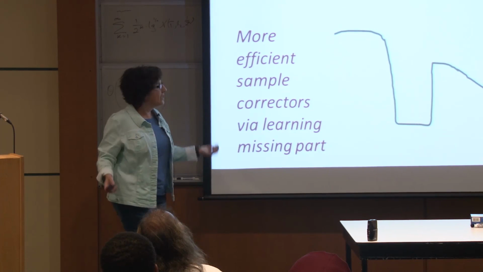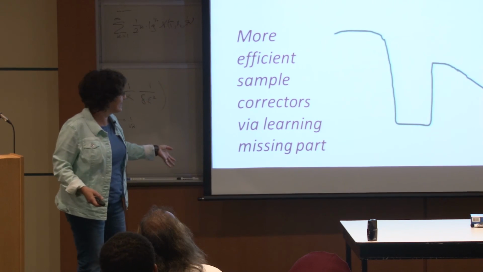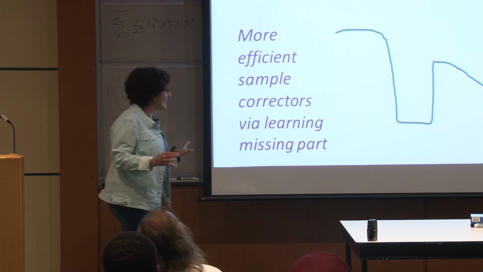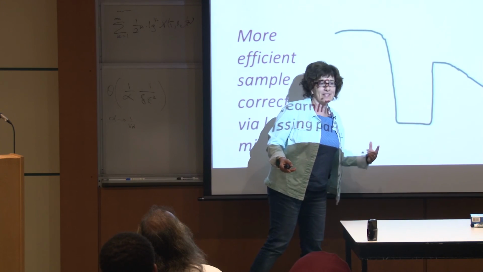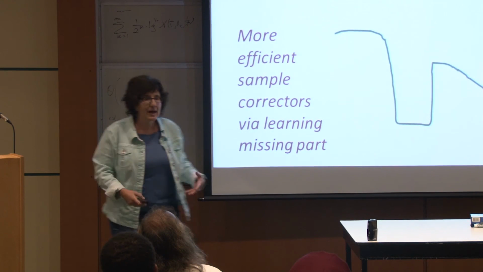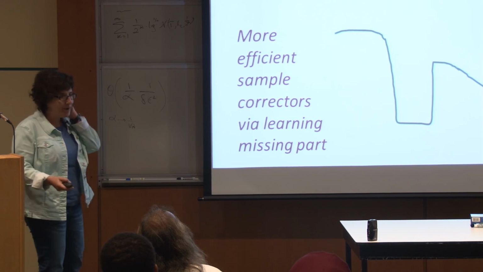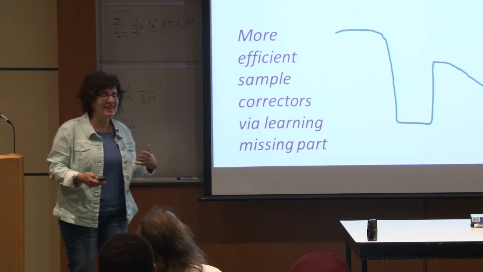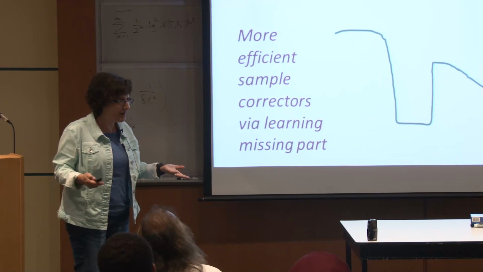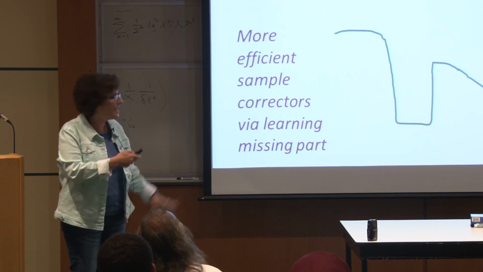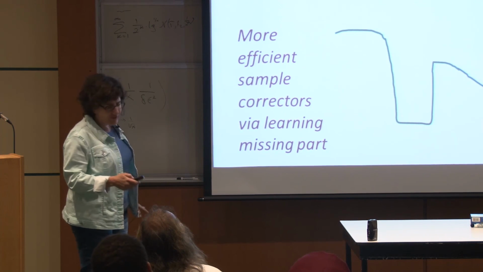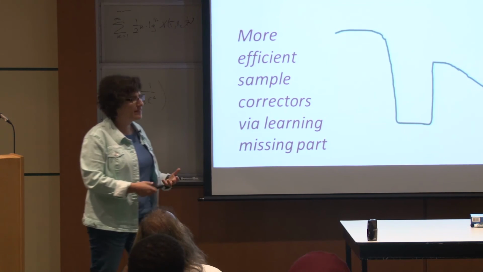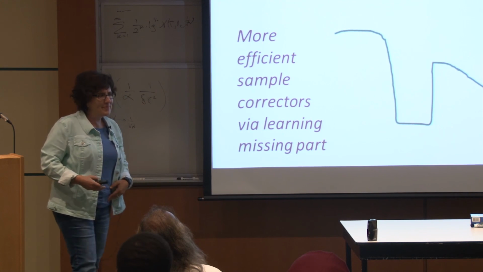Well, it turns out that you can get really efficient sample correctors in this case. In fact, it's kind of cheating because you sort of learn the missing part. You learn it, you don't actually have to learn it very well. You can use the Dvoretzky-Kiefer-Wolfowitz, the DKW inequalities, and you can learn this quite quickly. So there are certain cases, and I think that this is another area for further study.